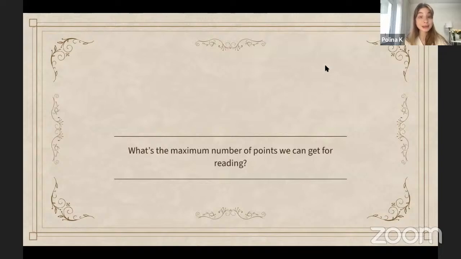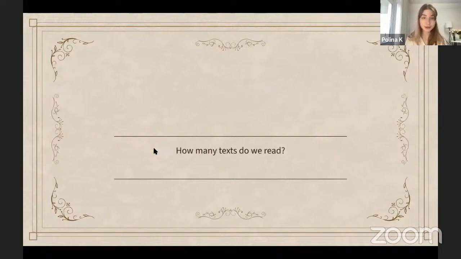What's the maximum number of points we can get for the whole reading part? If we include the 10th, the 11th, the 12th, 13th, 14th, and whatnot till the 18th tasks. 12 points. Absolutely. That is the accurate info as well.